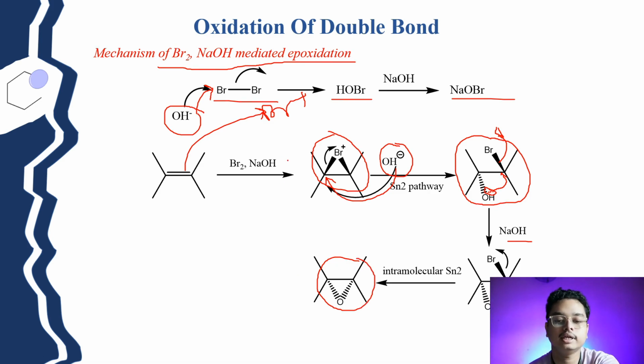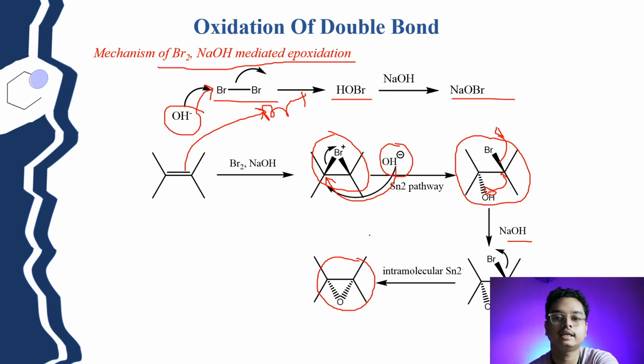epoxide ring. Initially the bromonium three-membered ring stereochemistry is above the plane, and the resulting final epoxide stereochemistry is below the plane. This is the key feature, and that's why the product is generated on the more hindered side.